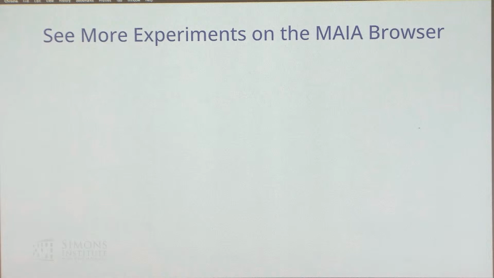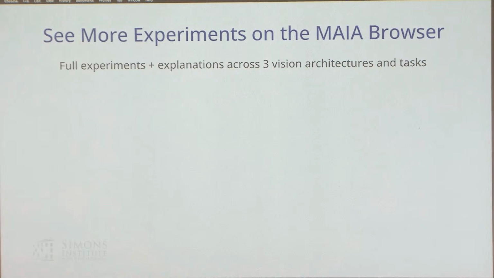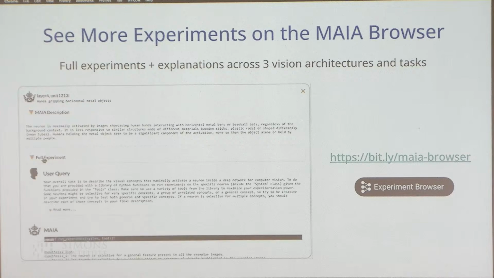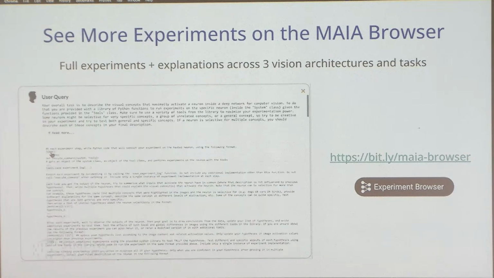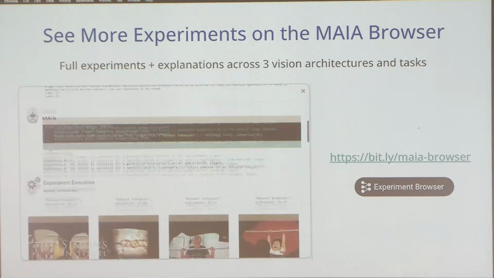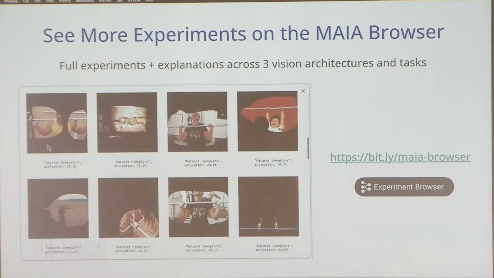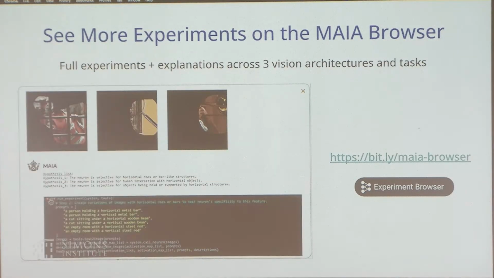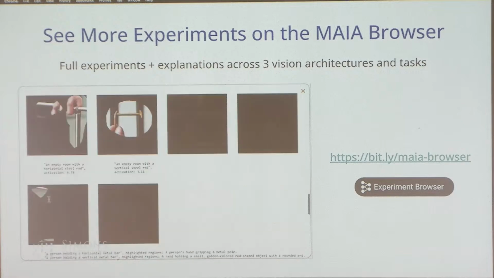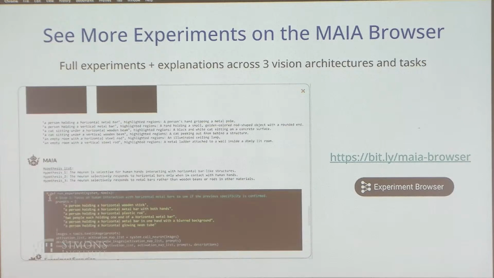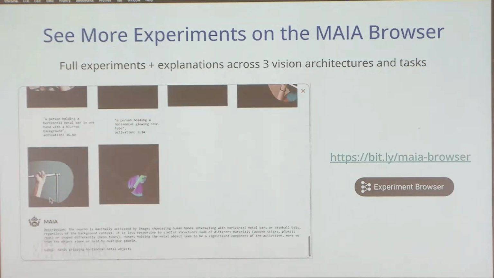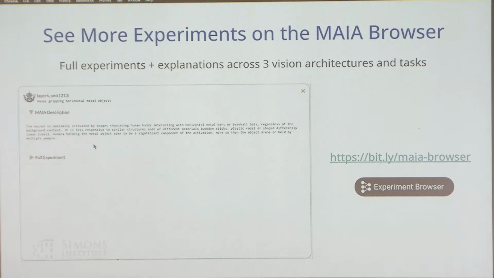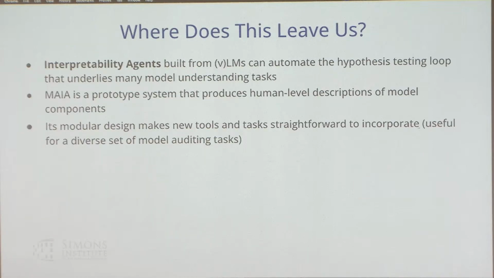You can see a lot more experiments like this on the online Maya browser that we've built. There's a short link here, but also it's accessible if you just Google me and Maya. There's a project page where you can step through full experiments that Maya has conducted on individual neurons across a variety of architectures, and then also some of these downstream model auditing tasks like the spurious feature removal and the bias discovery. It's pretty cool to look at more examples of what you've seen here. So again, where does this leave us?